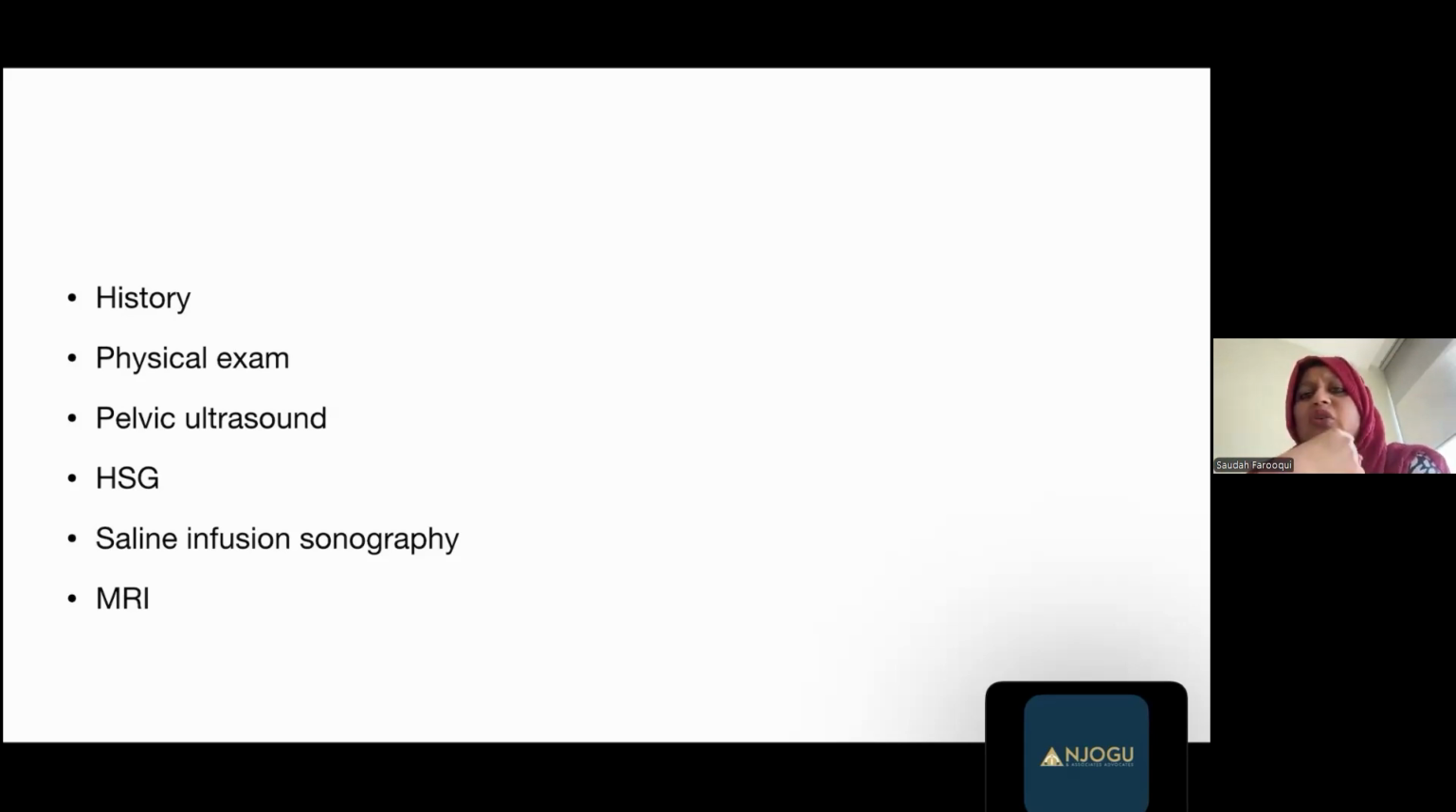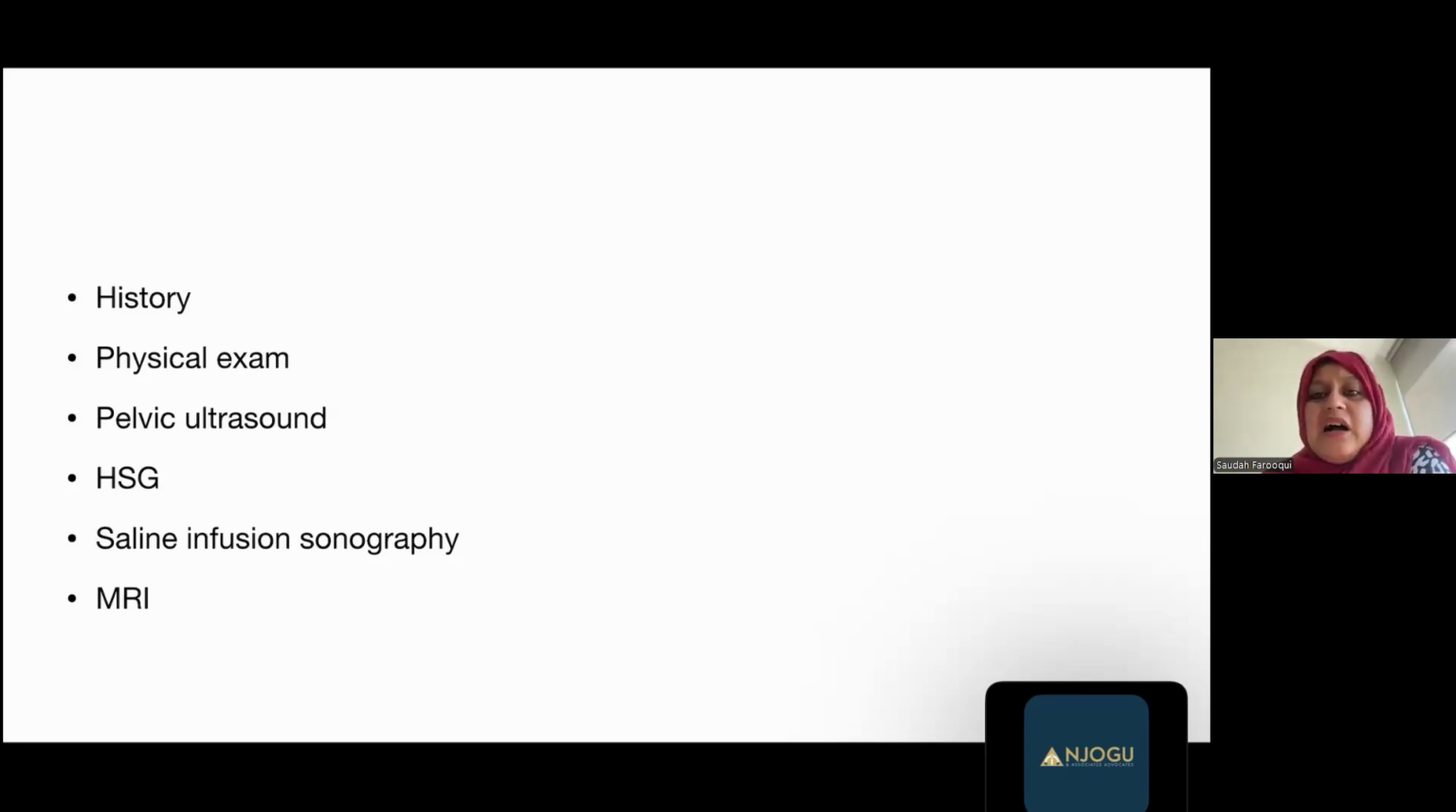Then you have something called a saline infusion sonography. Not many centers offer this tool, to be honest, but it's a very good tool to identify if your tubes are open and if there's any fibroids. Again, you are injecting saline through the cervix of a patient, and you track the bubbles in that saline through your ultrasound to see if they are spilling out into your abdominal cavity.